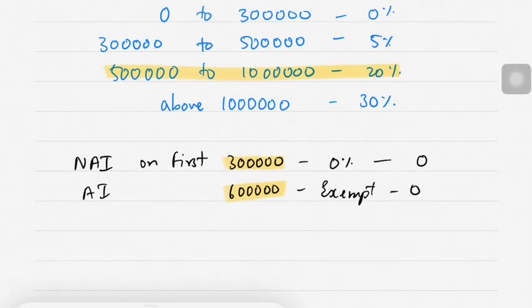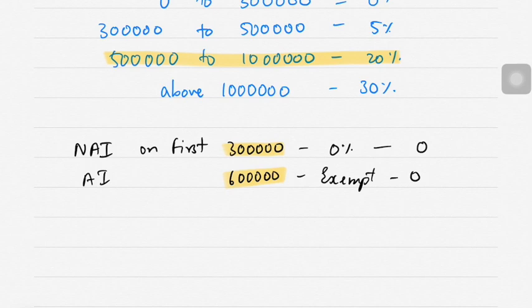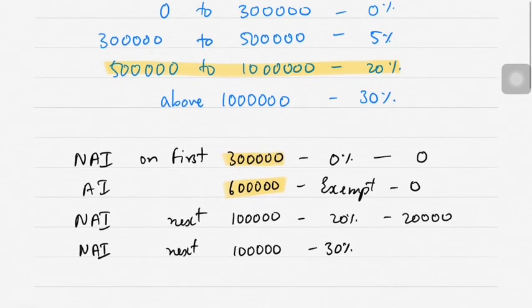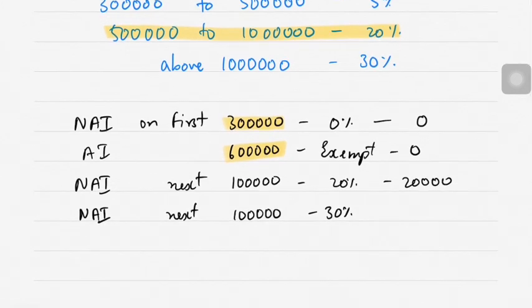Okay. So now I'll take my 1 lakh. 1 lakh is remaining, no? In my 20% slab. So on next 1 lakh, which is a non-agricultural income, 20%, so 20,000. And next 1 lakh, as my aggregation is 11 lakh, 6 lakh plus 5 lakh is 11 lakh, right? So next 1 lakh, 30%, so 30,000. So my tax comes to 50,000.